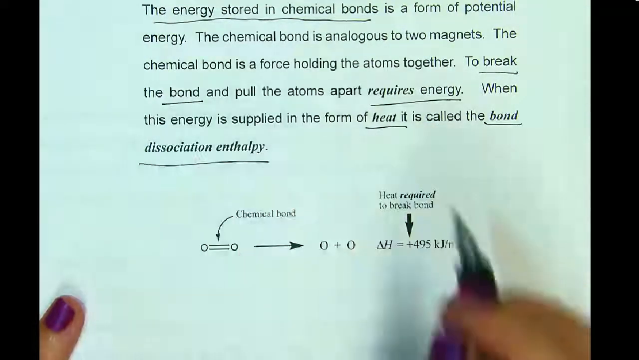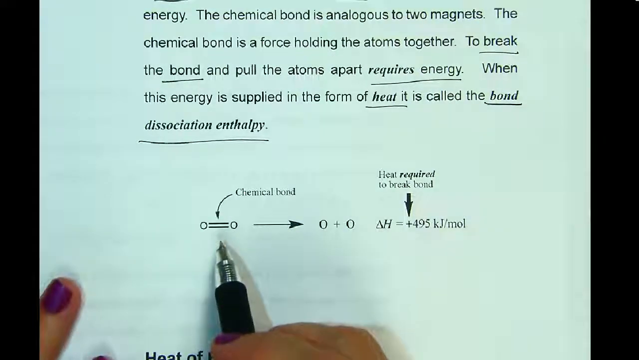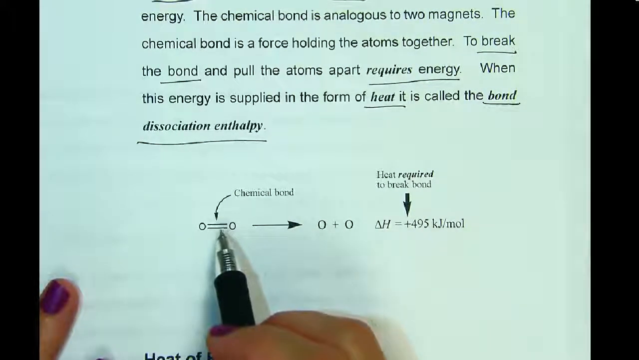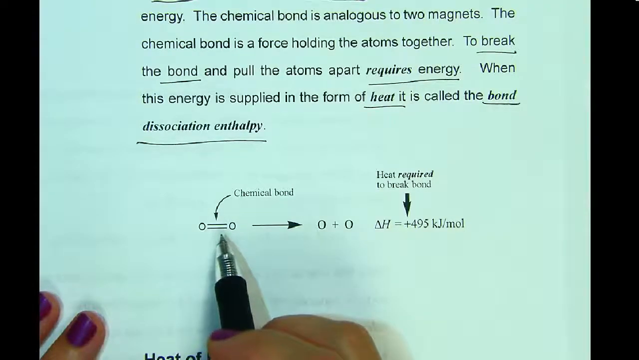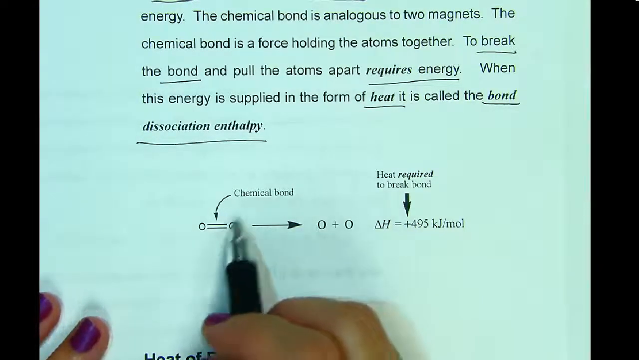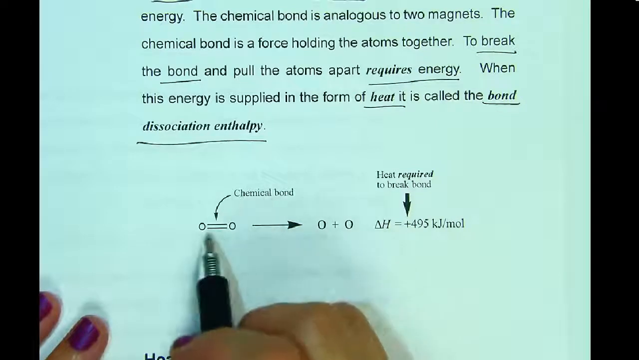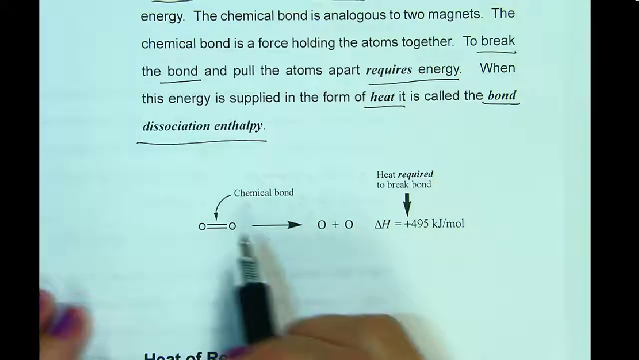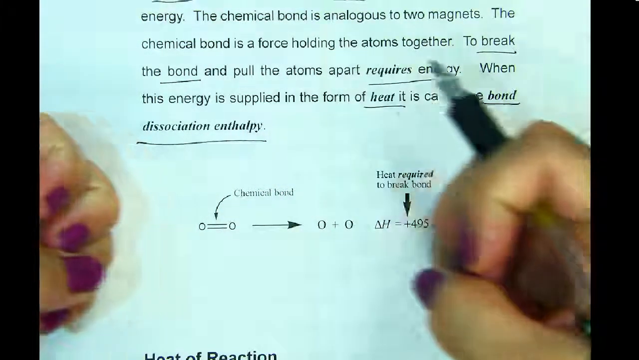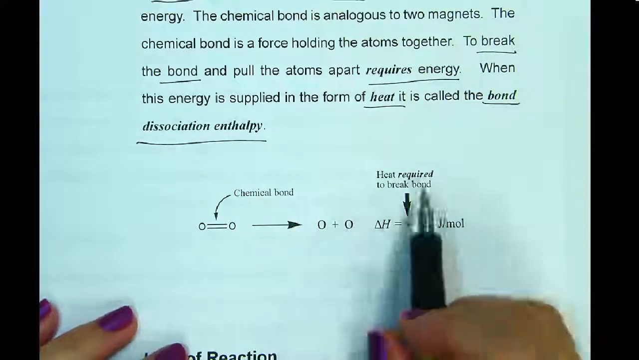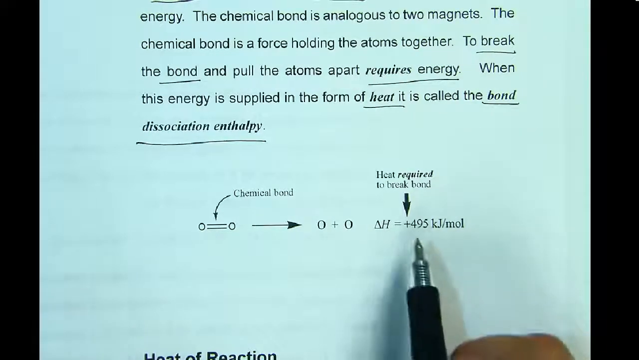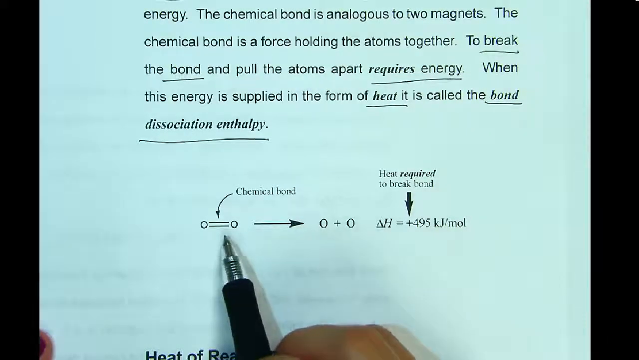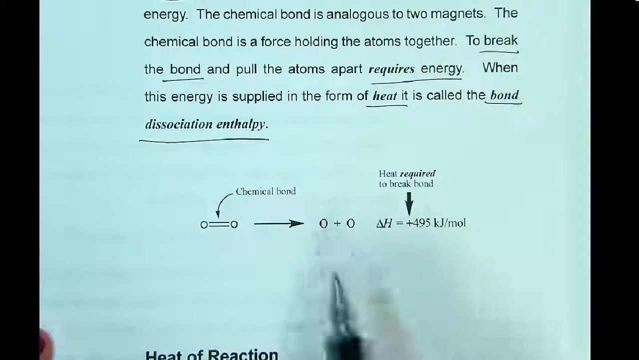When energy is supplied in the form of heat, it is called the bond dissociation enthalpy. So here you have a chemical bond, and there's potential energy in this bond. And if you manage to break them apart, then that energy would be released. So we need energy in order to break them apart from one another. We have to put in the energy to pull them apart, and heat is required to break the bond. And so you have an endothermic reaction, or a positive delta H. Endothermic, heat must be absorbed in order to get from here to here.